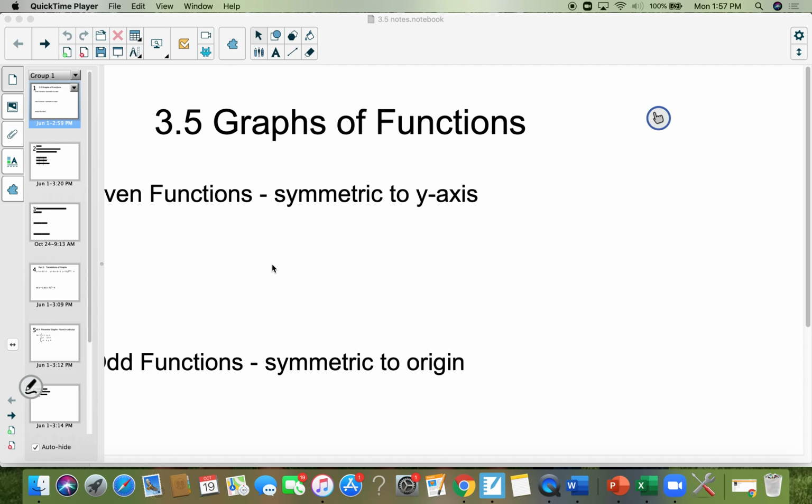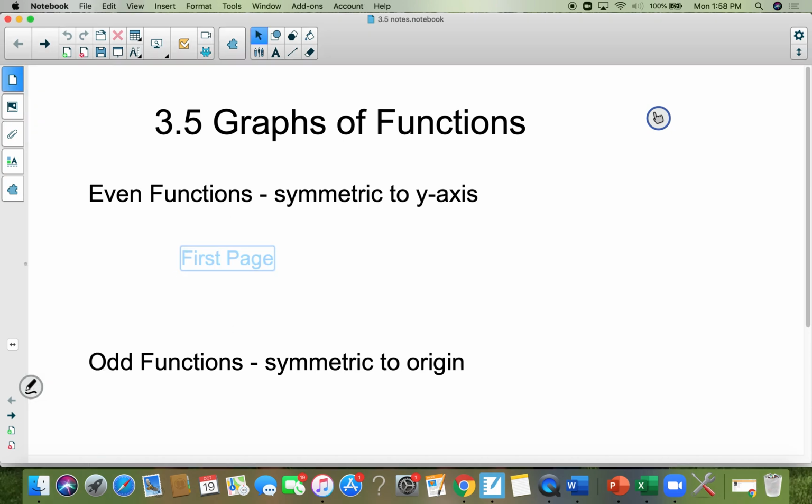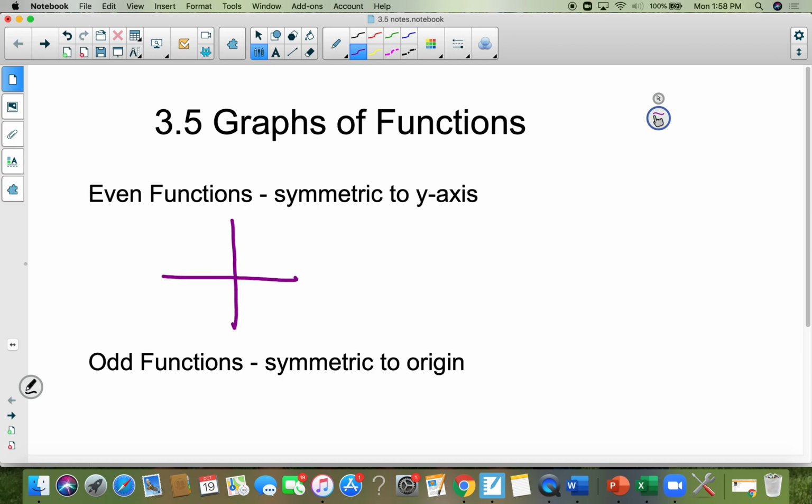3.5 graphs of functions. How do you know if it's an even function, an odd function, or a neither function? So an even function is symmetrical to the y-axis. It's like a mirror. You can fold it in half. It's symmetrical to the y-axis. And another way you can tell, I like doing it this way instead.